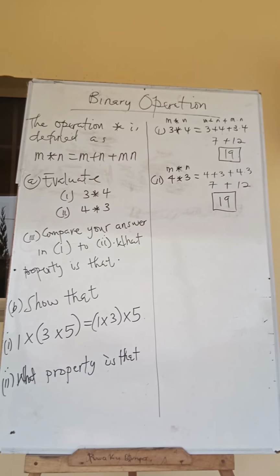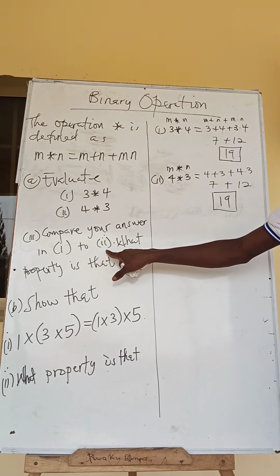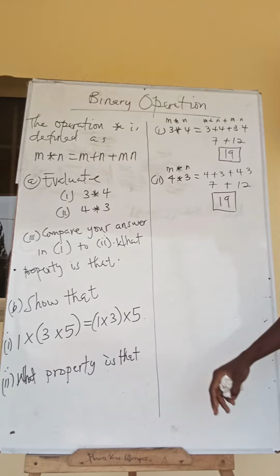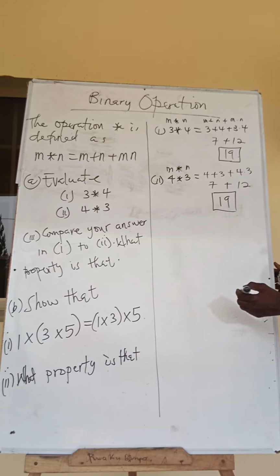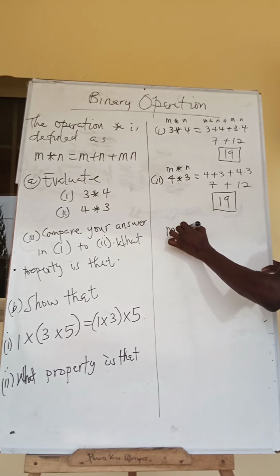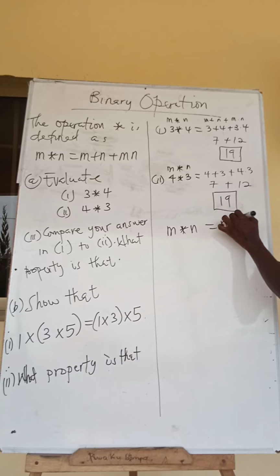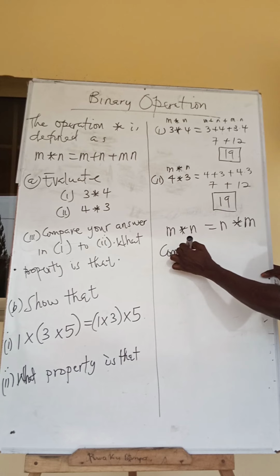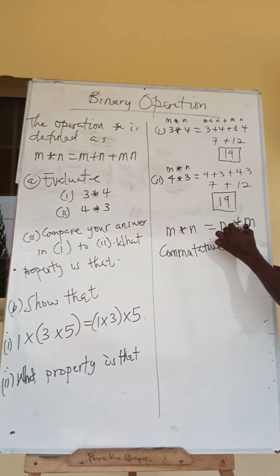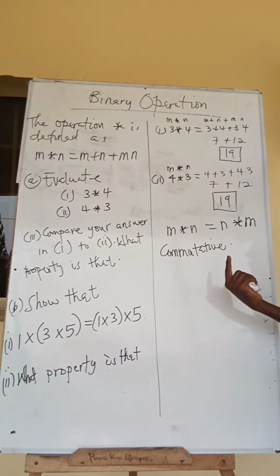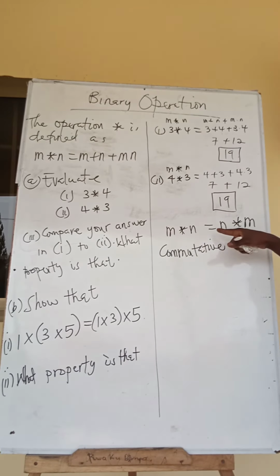So the next question, (iii). Compare your answer in (i) to (ii). What property is that? So which property are they using? So when you get this, if m star n is equal to n star m, then which property is that? Is it commutative? I hope you've not forgotten. Commutative property. So here, the property is commutative because I told you A star B equals B star A. So m star n equals n star m. And that is commutative.